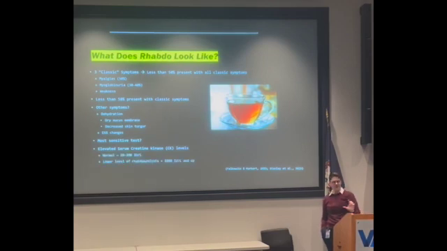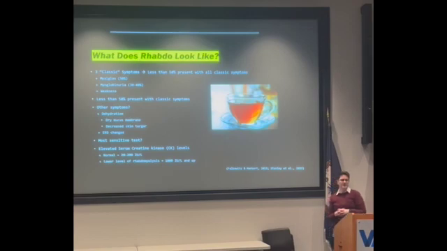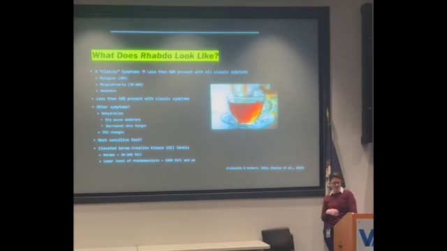Normal is about, depending on your lab, 20 to 200 international units per liter. The lower level of rhabdo starts at about 1,000. There's really no upper limit. I mean, you can see patients who have hundreds of thousands, like levels in the 700,000, 800,000 range. It really just depends on the level of muscle breakdown that they're experiencing.